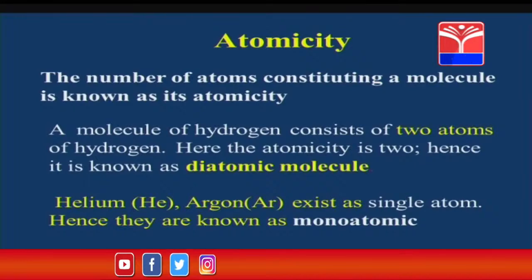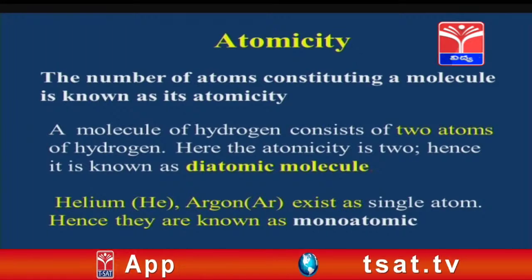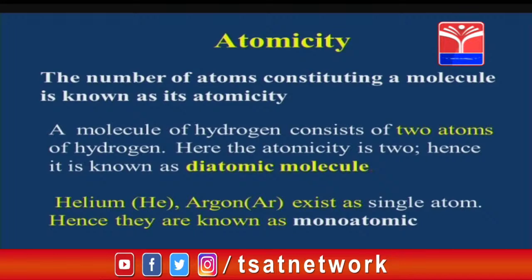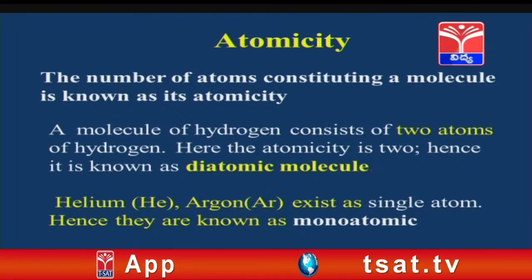In this session we are going to discuss atomicity. Atomicity means what? Atomicity is nothing but the number of atoms present in a given molecule or compound. The total number of atoms present in a given compound or molecule is known as its atomicity. For example, hydrogen chloride, HCl.